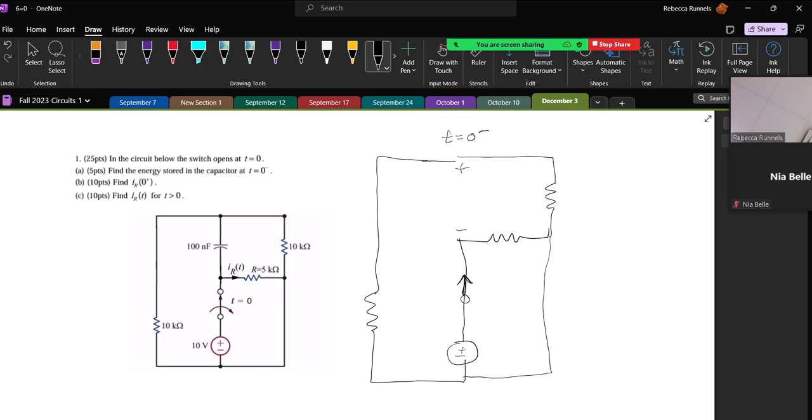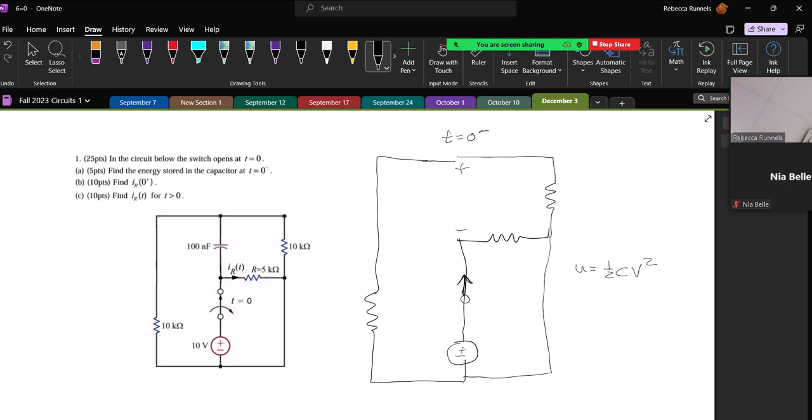And so the energy is 1/2 CV squared. That is the energy stored in a capacitor. So we have to have the voltage across that capacitor, and that's why I said I wanted to measure that voltage.